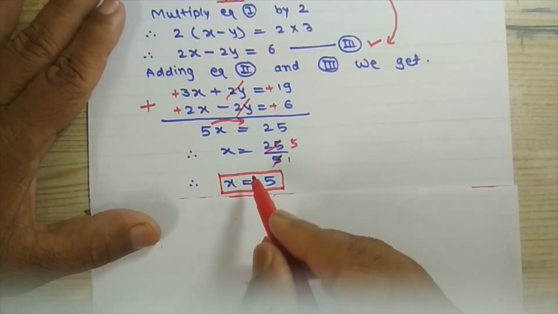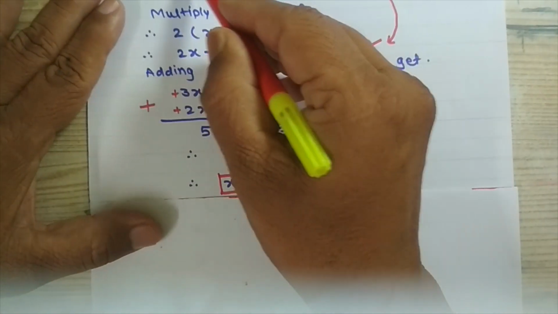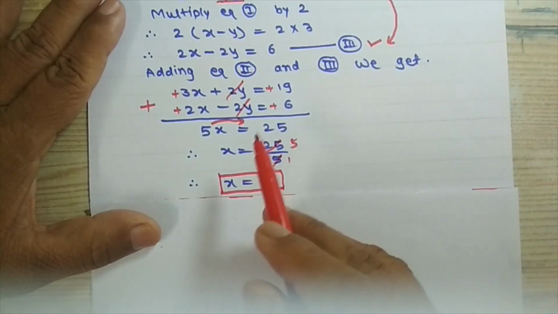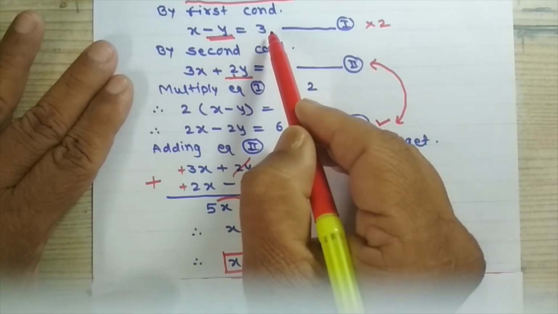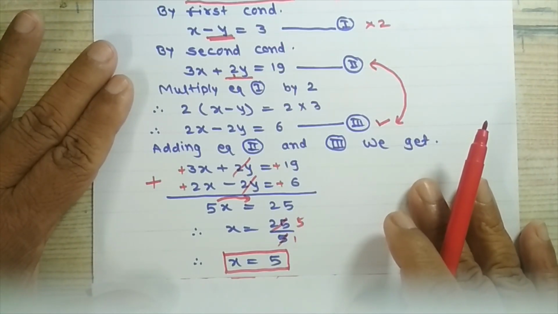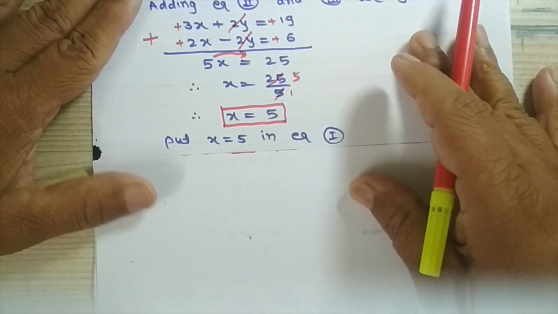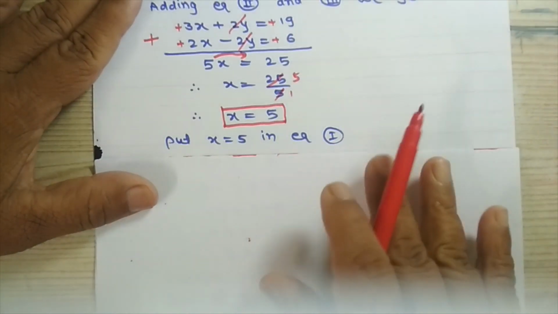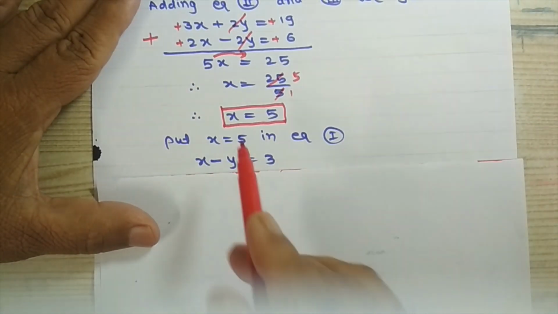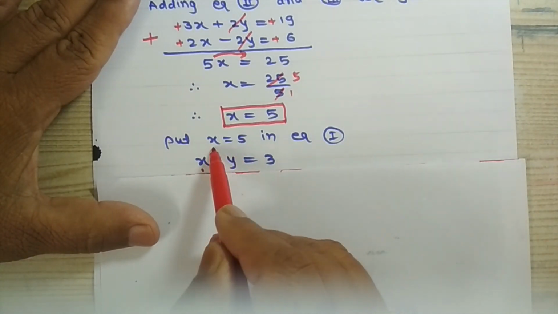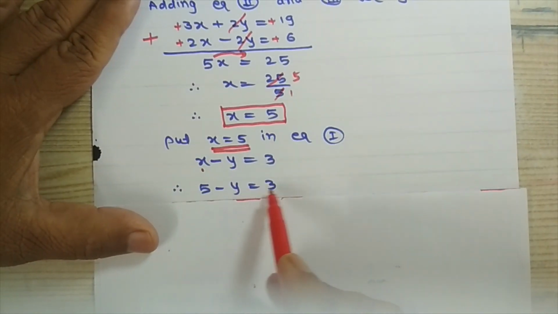Again, we know that we have to put that value in any one of the equations. The smaller equation will be 1. Therefore, we put that value in equation number 1, that is x minus y is equal to 3. Put x is equal to 5 in equation 1. I write that equation x minus y is equal to 3. In place of x, we write the value 5. It means 5 minus y is equal to 3.